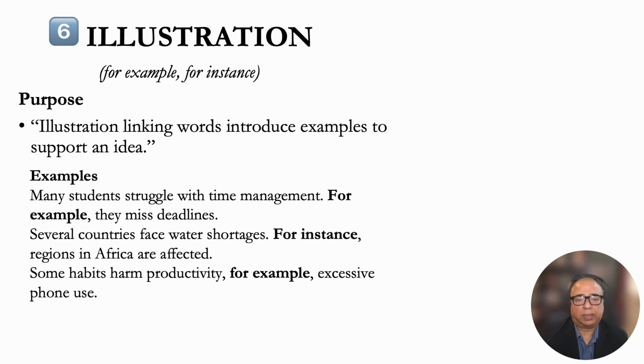The sixth type is illustration. For example, for instance. They both mean the same. When you introduce an idea, as a writer, you need to give the reader examples. So a good way to introduce an example is to begin the sentence with, for example, comma, and then you give the example. Okay? We need illustration linking words because illustration introduces examples to support an idea. So when the reader reads, for example, or for instance, she knows that, okay, now you're giving her an example.